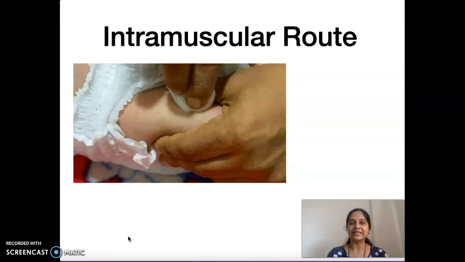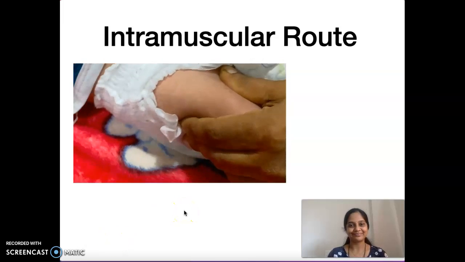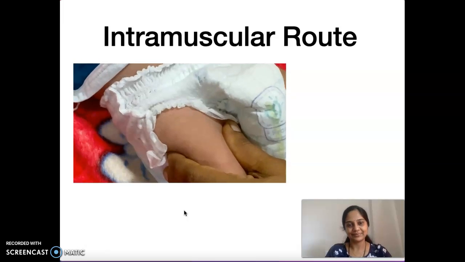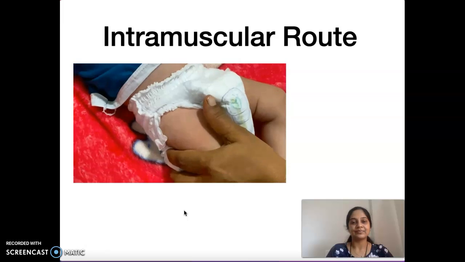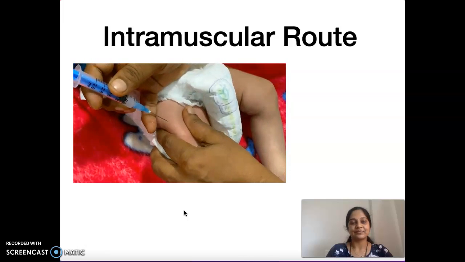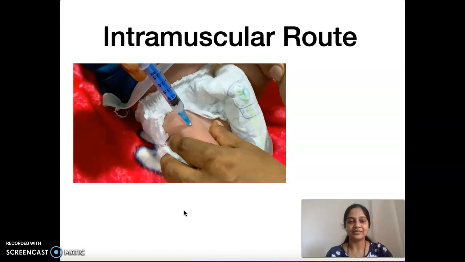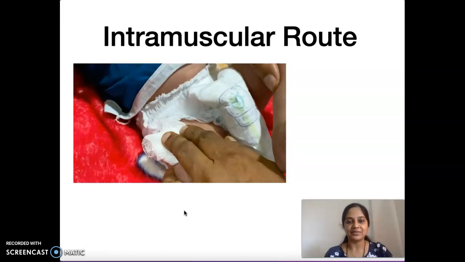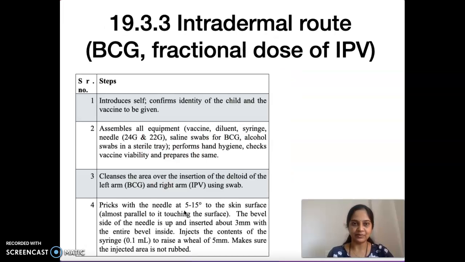The nurse here is cleaning the anterolateral aspect of the thigh and she injects the vaccine at 90 degree angle into the muscular plane. So needle enters like a dart at 90 degree and vaccine is administered. So that is about the intramuscular route.